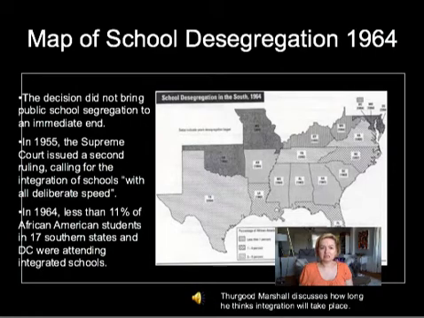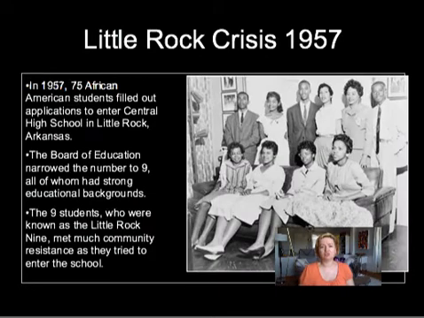And in 1964, mind you, that's almost 10 years after this ruling, less than 11% of African American students in 17 southern states and DC were attending integrated schools. So that's an indication of the speed.